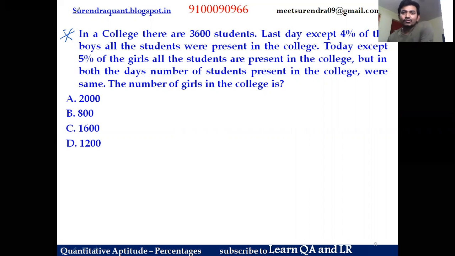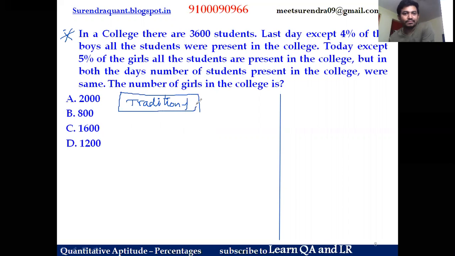There are many ways to solve this question. I would like to tell you one traditional method, then one easiest method. First, let us see the traditional method. I won't solve this question completely using the traditional method. I will tell you the approach that you will generally see in many reference books. So total students were 3,600, and you need to find out the number of girls in this.